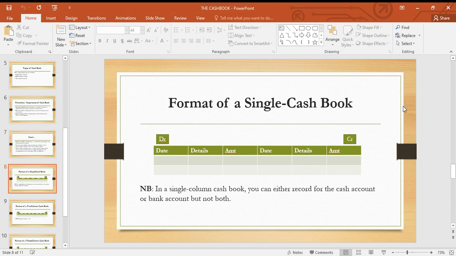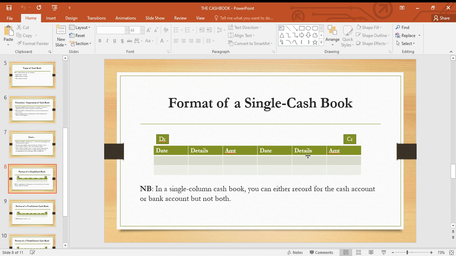Now we want to see the format of a single column cash book. So we will see the three formats for cash book. So first we start with the single column cash book. So here we have the DR side, that's the debit side. On your left, we have the date, details, amount. Then on the other side, we have the credit side, we have the date, details, and amount.